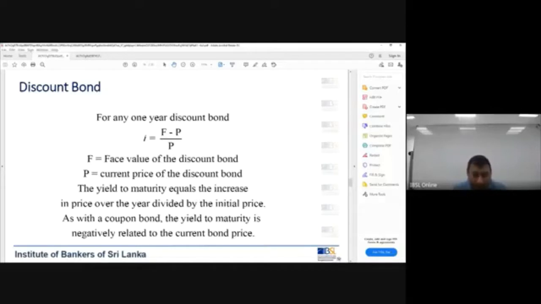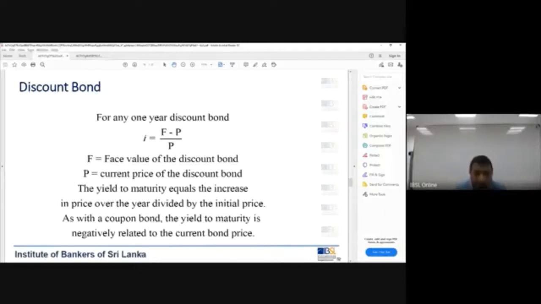And it's a kind of a direction that you wanted to know. And as with coupon bonds, the yield to maturity is again negatively related to the current bond price. If the yield to maturity is increasing, it means the bond price decreases. If the yield to maturity is decreasing, it means the bond price increases. So that's how bonds and interest rates behave, how price and interest rates behave.